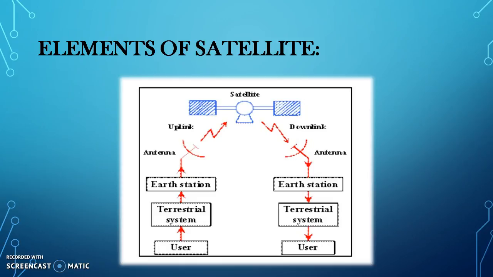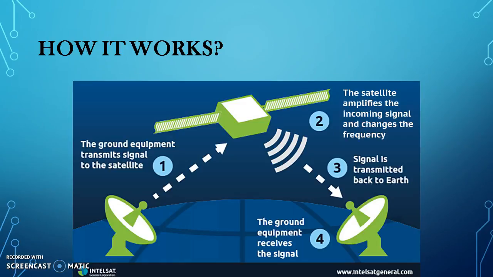The Earth station then processes the data in the basic terrestrial system. The terrestrial system is nothing but a repeater in order to amplify the signal. Then finally it reaches the user. So this is the basic diagram of satellite communication. Then how does it work?